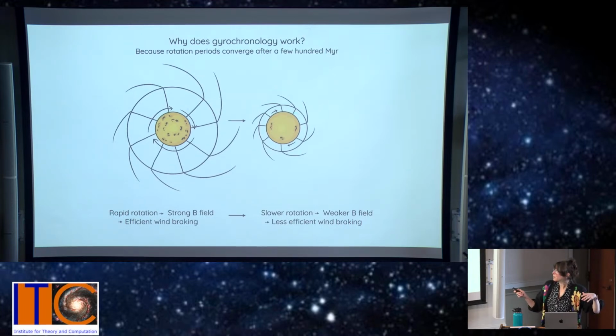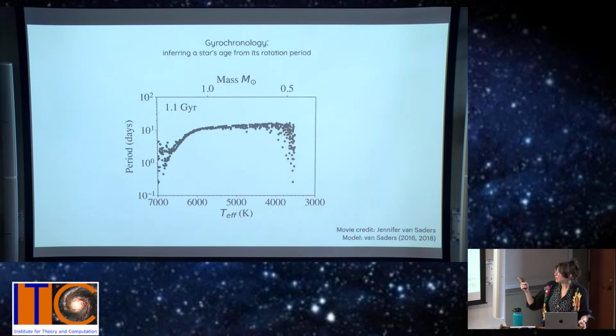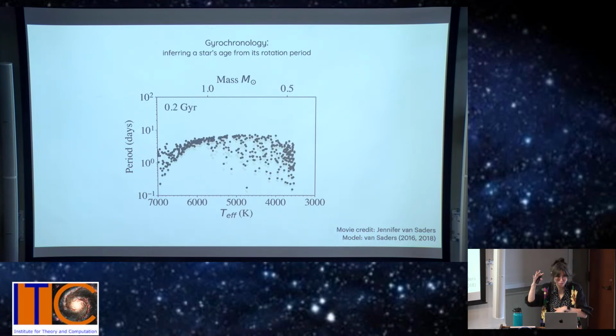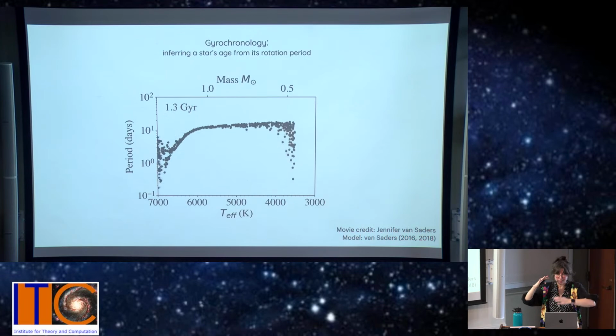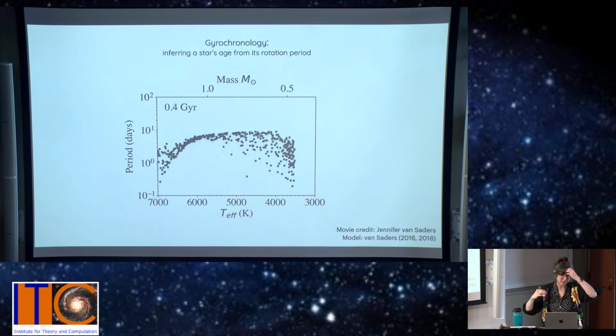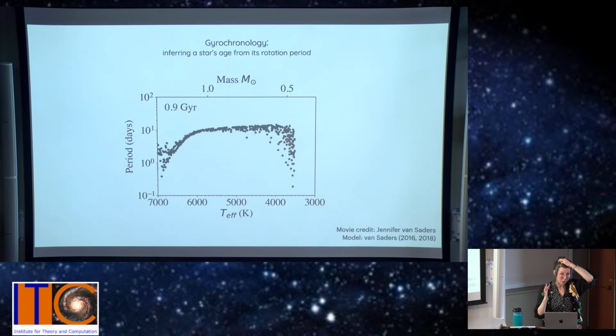Whereas a star that's born rotating quite slowly will lose angular momentum much less quickly, and the rapidly rotating star will quickly catch up to the slowly rotating star. And you can see that happening in this movie. At the beginning, there's a spread of rotation periods, and quite quickly the spread converges onto a single sequence. And that is why gyrochronology works.